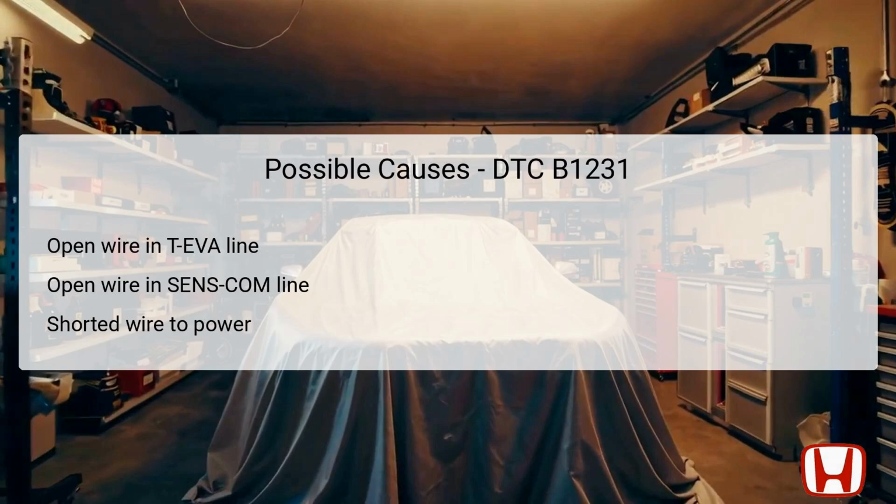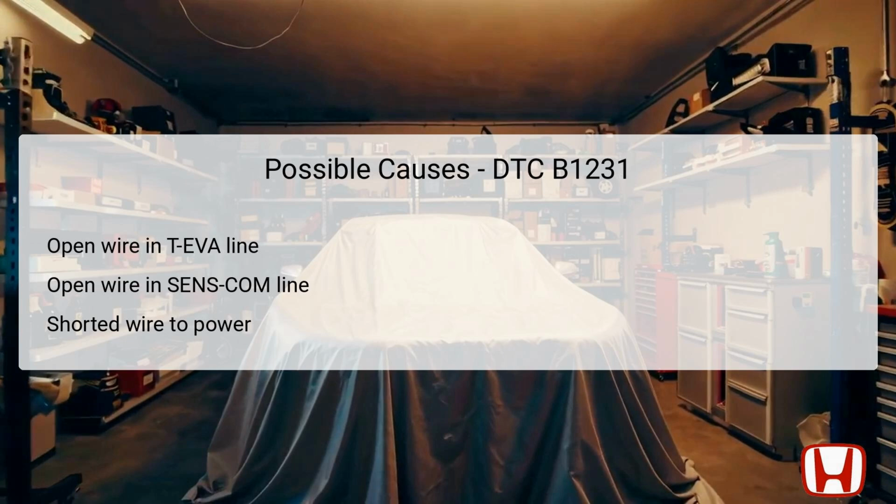The B1231 code can arise from several issues within the evaporator temperature sensor circuit. One common cause is an open wire in the TEVA line, which transmits temperature data to the climate control unit. Another potential issue could be an open wire in the SenseCom line, which is also necessary for the sensor's functionality. These open circuits disrupt communication between the sensor and the unit, leading to the indicated DTC.